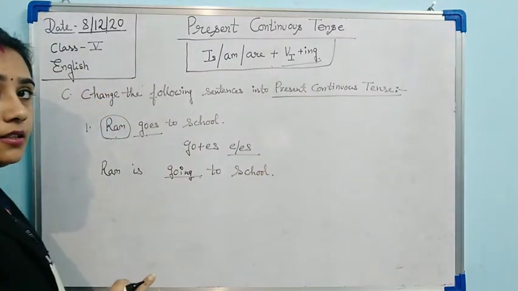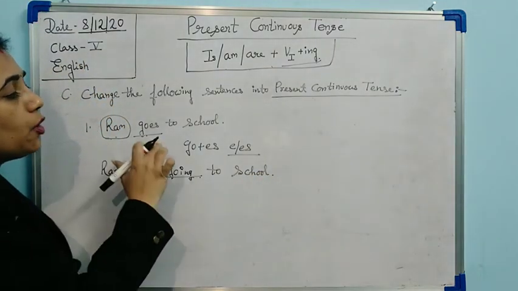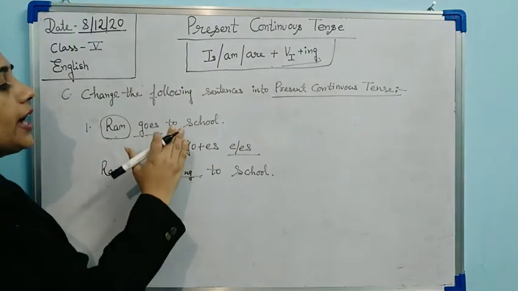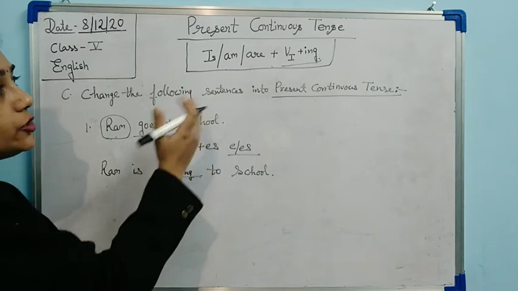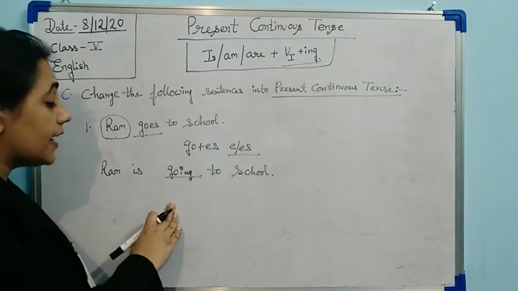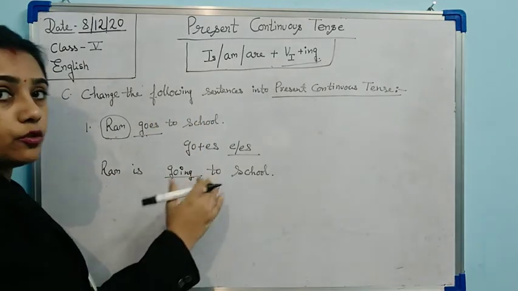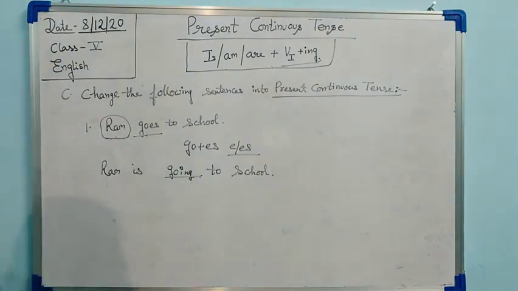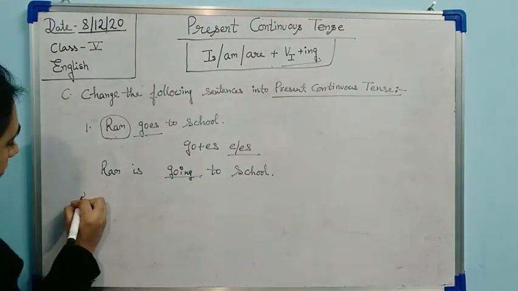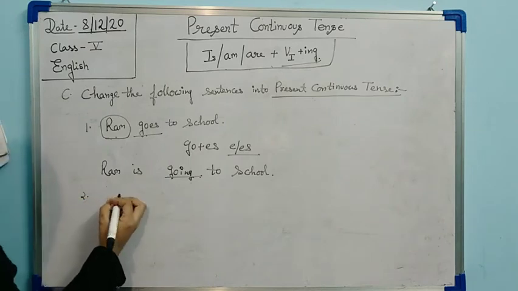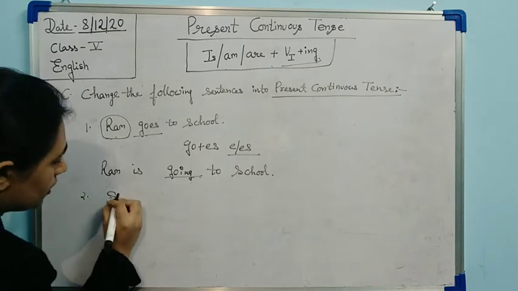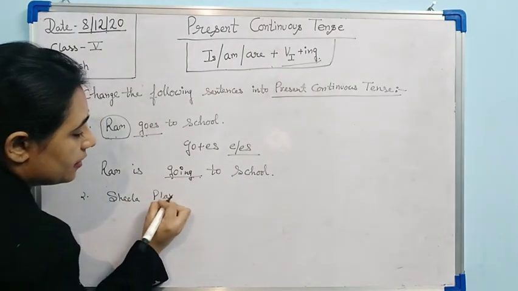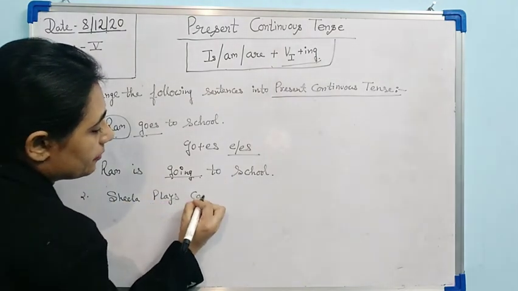Is it clear? Ram goes to school is in simple present tense. Now, we have converted that sentence into present continuous tense: Ram is going to school. Is it clear? Now, let's discuss the next sentence. Sheila plays carom.